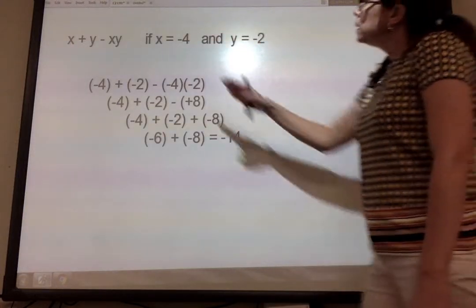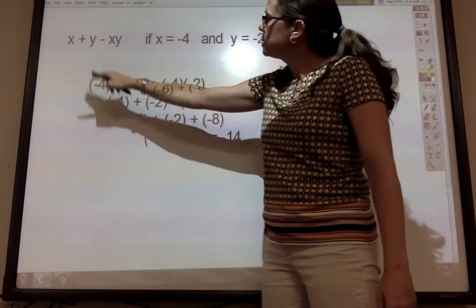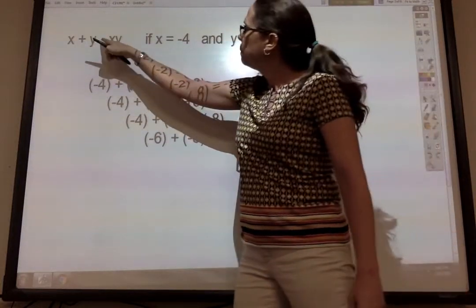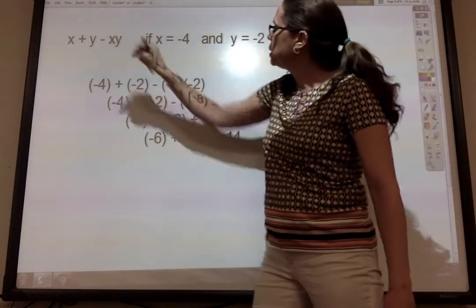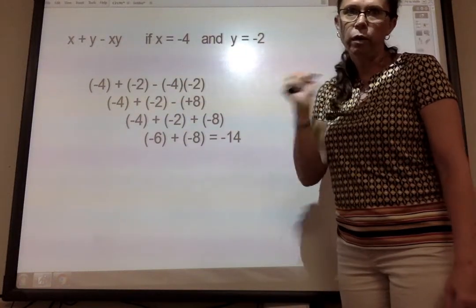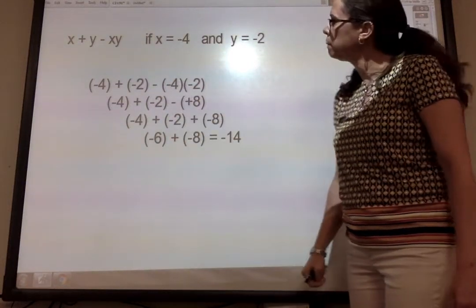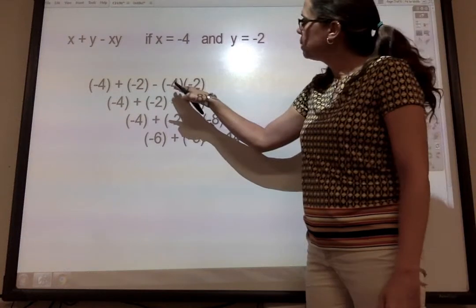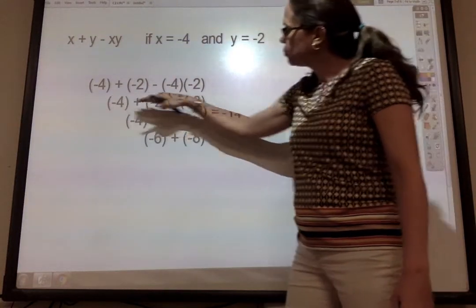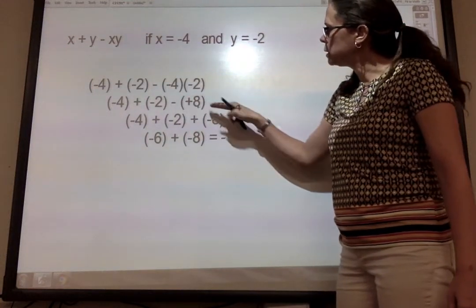Okay, so x is -4 in parentheses, plus my y is -2 in parentheses, minus, now I have a multiplication here, -4 times -2. Okay, order of operations says multiplication comes before addition, or subtraction. So I'm going to multiply it. A -4 times a -2 gives me a +8. So then I just rewrite everything. -4 plus -2 minus +8.